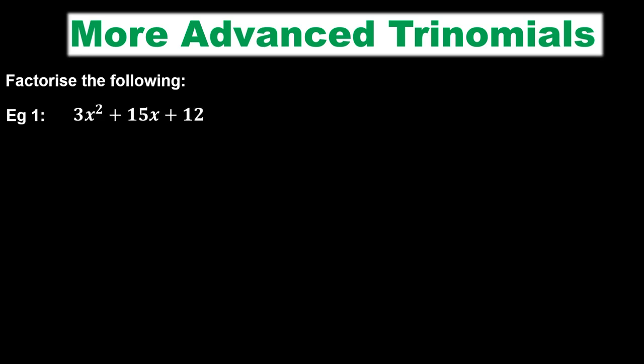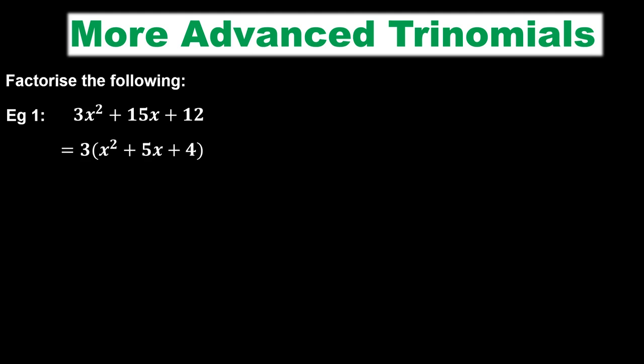Let's try some more advanced trinomials. If we have a look at example 1 on this page, we've got 3x squared plus 15x plus 12. Now what is different is we haven't factorized with a coefficient other than 1 in front of x squared, and now we have a 3. First thing I want to do is make sure if I can take out a common factor or not. Now 3 will go into 3, 15 and 12, so I can take out 3 as a common factor.